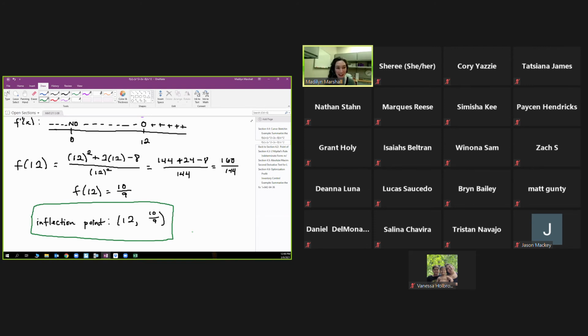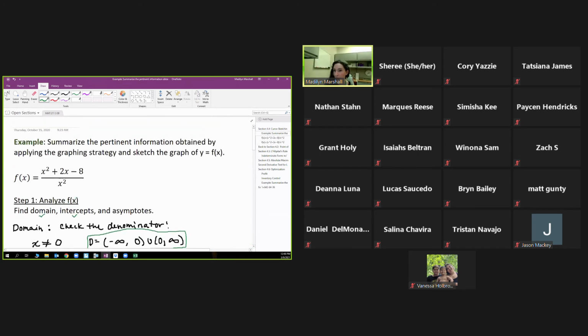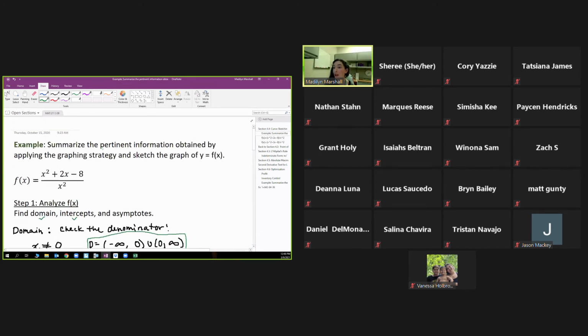So we have found all of the information, which is great. So I'm going to go back to the original instructions for a moment. We were asked to summarize the pertinent information. That means all of that stuff that we just found: domain, intercepts, asymptotes, partition numbers, critical numbers, increasing and decreasing, concavity, and the inflection points, and local extrema. All of those things are the summarized pertinent information part. Our next part is to use all of that to actually graph this function.